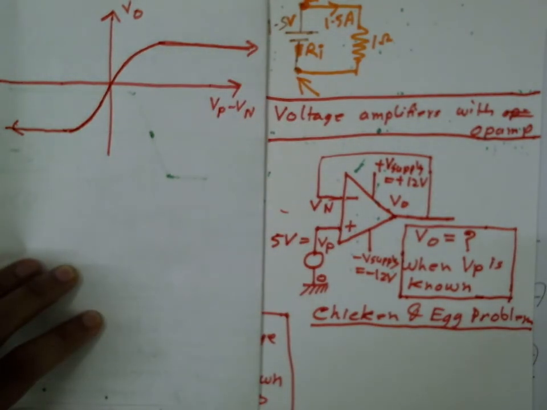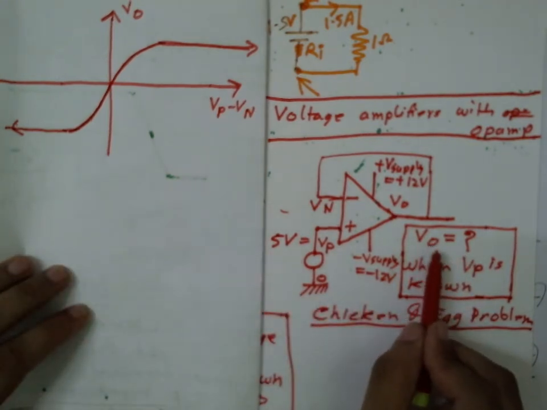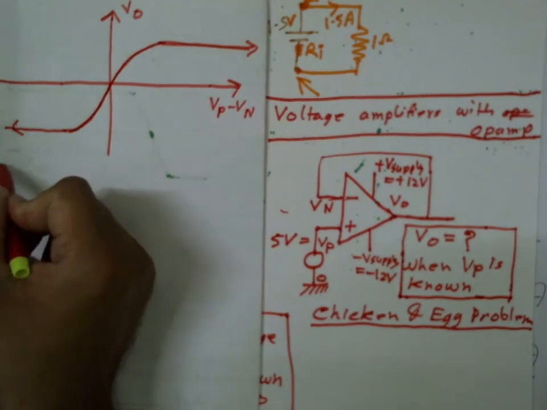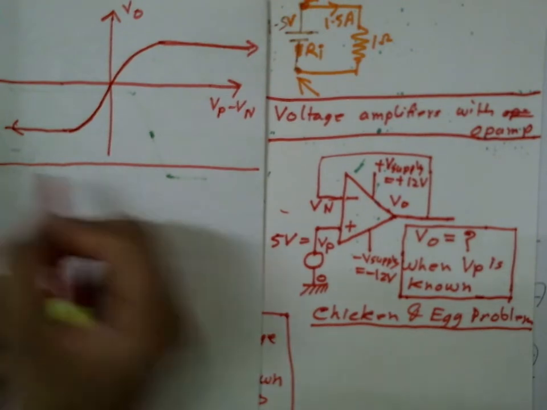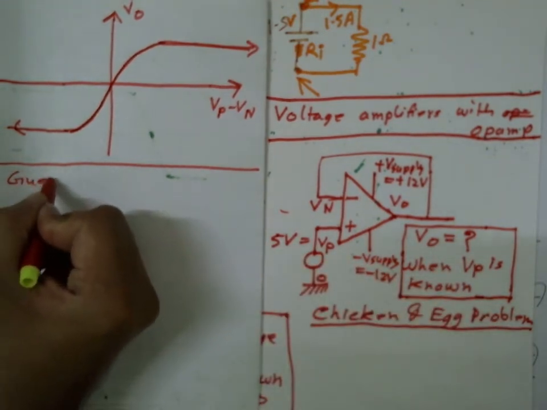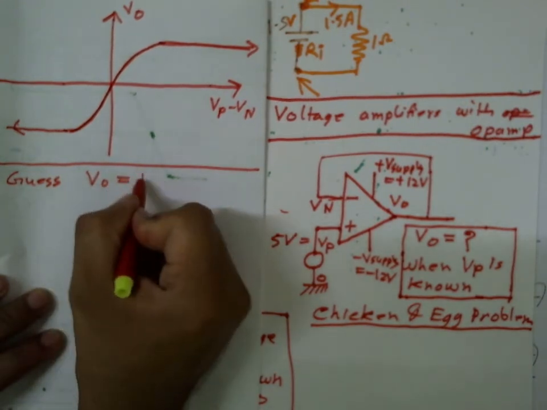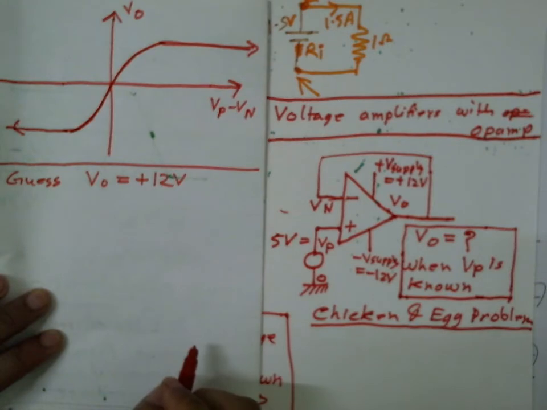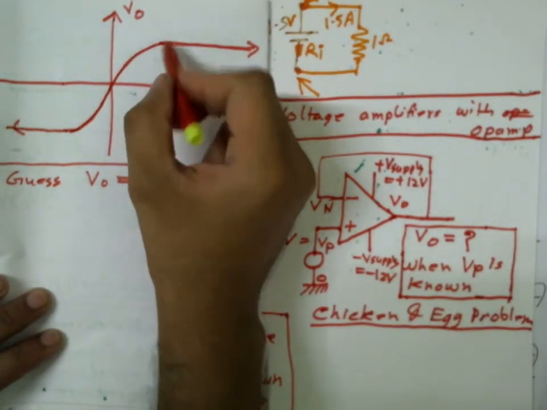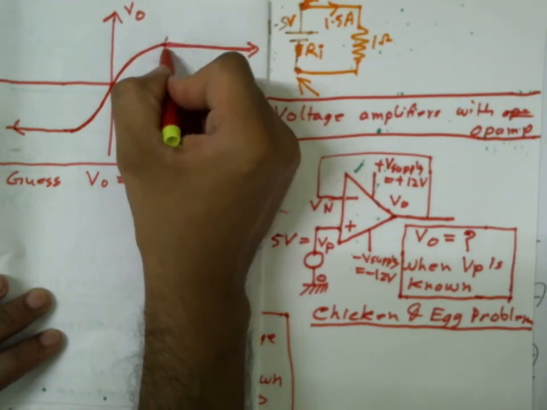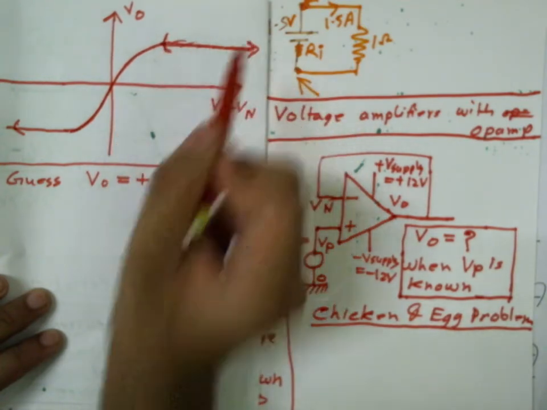Okay, now let's make a guess what the Vo is. Let's make a guess, and we'll see if it is correct or not. So we will guess that Vo is equal to plus 12 volt. Okay, so Vo plus 12 volt means the point lies somewhere here in this region, right? This is Vo equal to plus 12 volt.